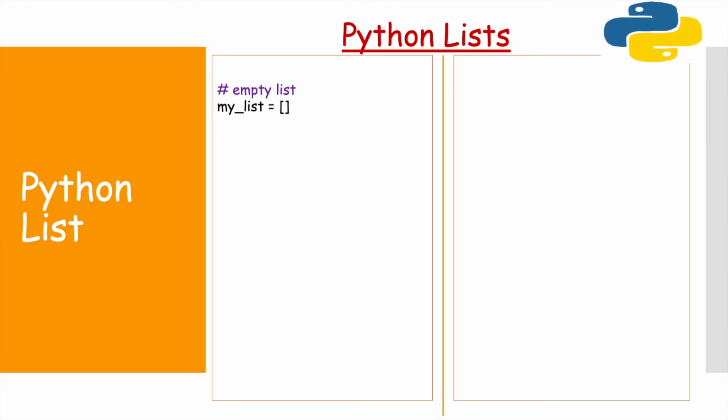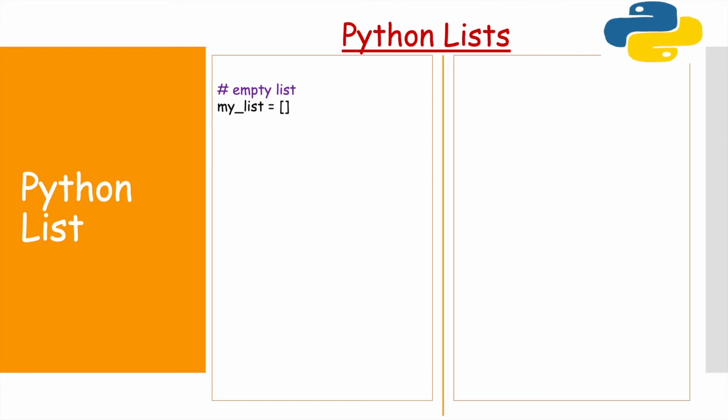A list can have any number of items and they may differ in their data types also. For example, a list can have an integer, a floating point value, or a string. A list can also have another list as an item, and this is called a nested list.